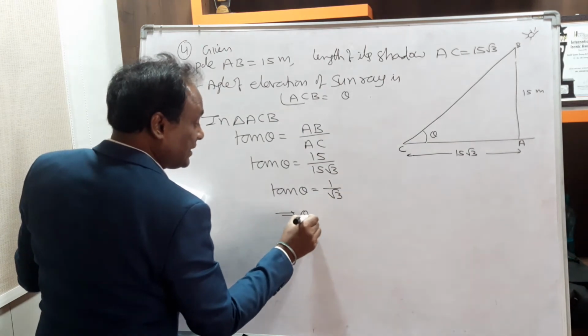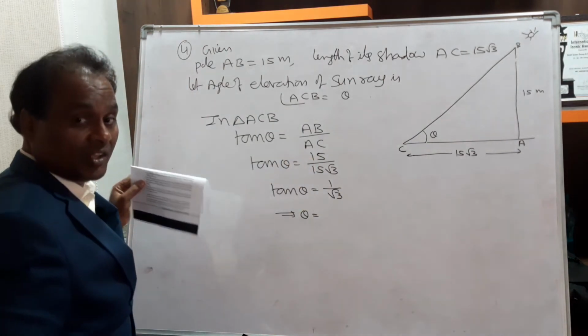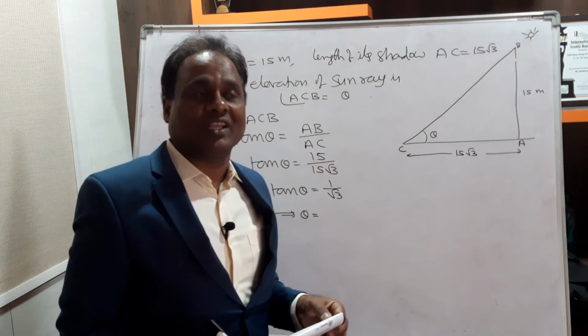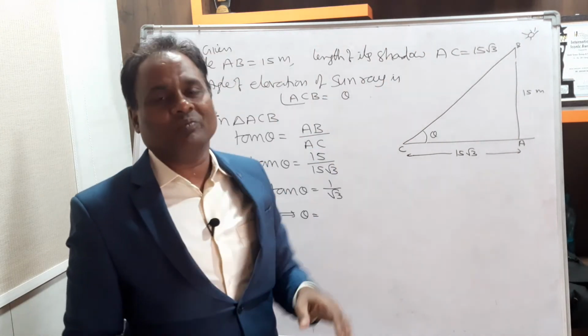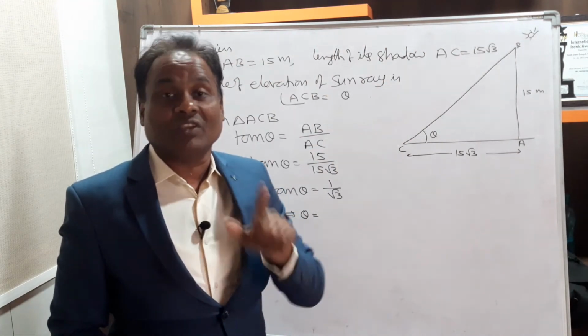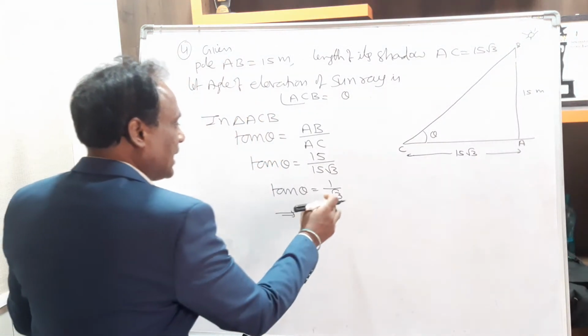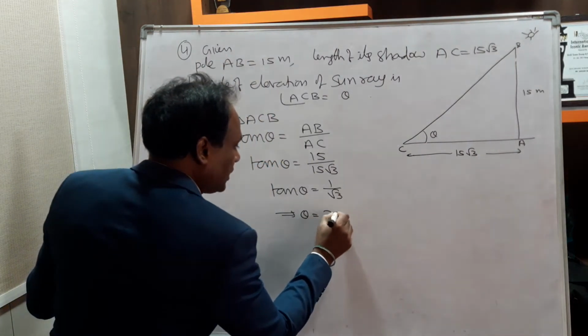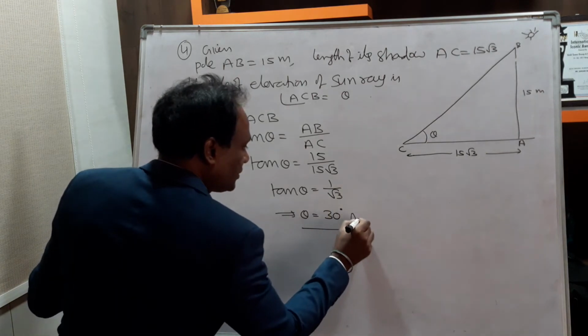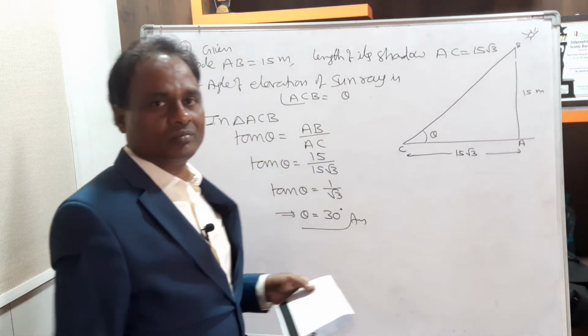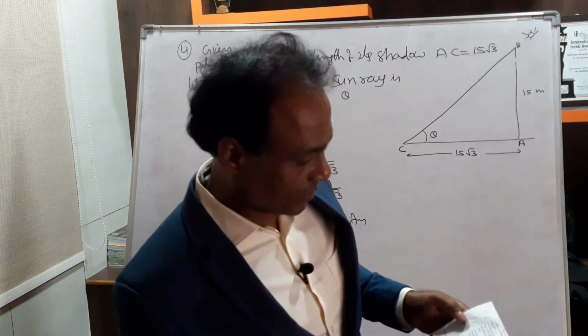Now tell when tan will be 1 by root 3. For which angle is tan 1 by root 3? See the table. Tan will be 1 by root 3 for 30 degrees. What is tan 30? 1 by root 3. So tan 30 is 1 by root 3. So that means theta should be how much? 30 degrees. Over. Simple. Only one step.